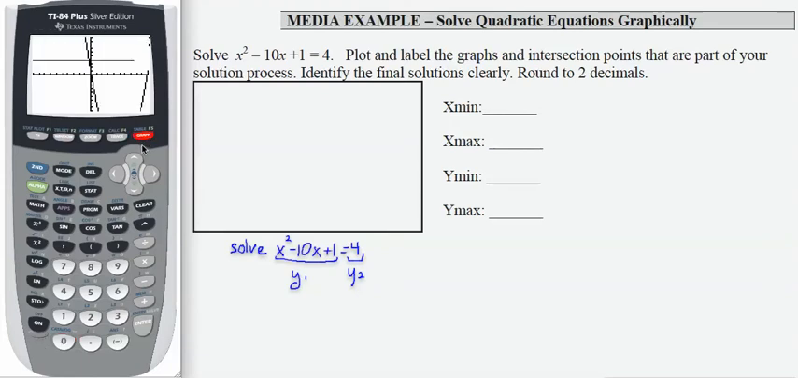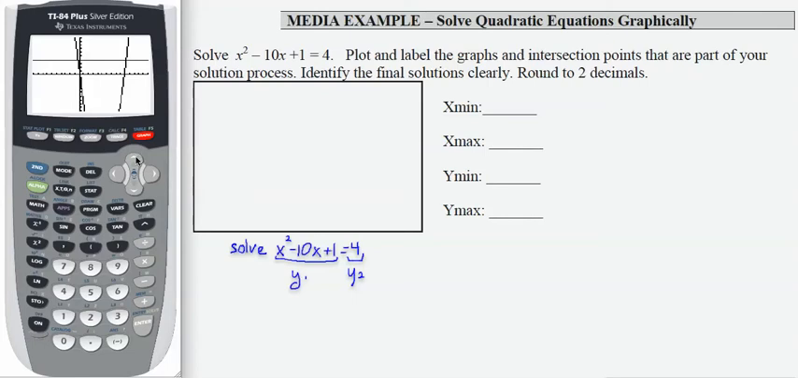So I'm seeing there's my quadratic, this part here. This is the line y equals 4, but I'm still not seeing the intersection on the right hand side. So let's take that window and let's go out to a positive 15 for x max, and let's see what that looks like. Okay, that looks a lot better. Let's go ahead and go with that.